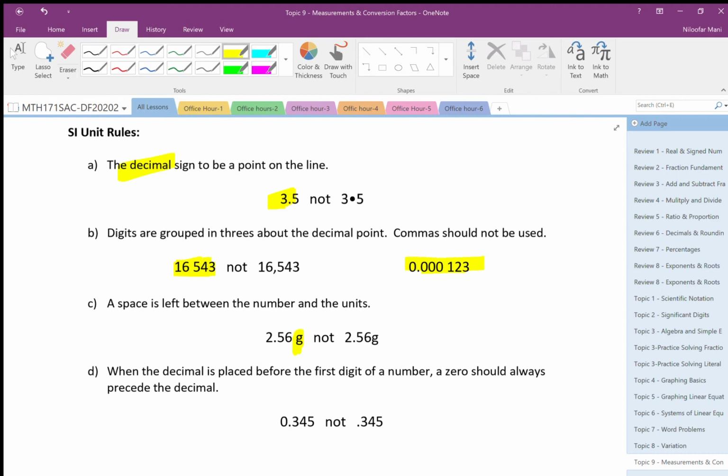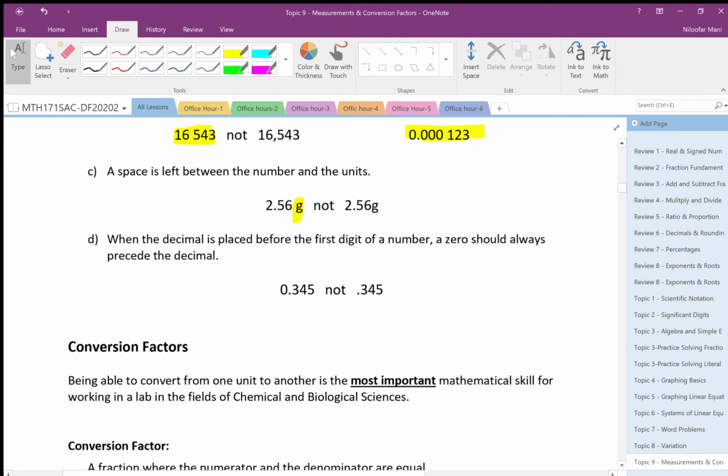Of course, if you write a decimal like this, mathematically it doesn't make any sense. It doesn't look good. So if the number is less than 1, you have to show a 0 before the decimal point, and that 0 doesn't have any meaning. I just have to show it there.